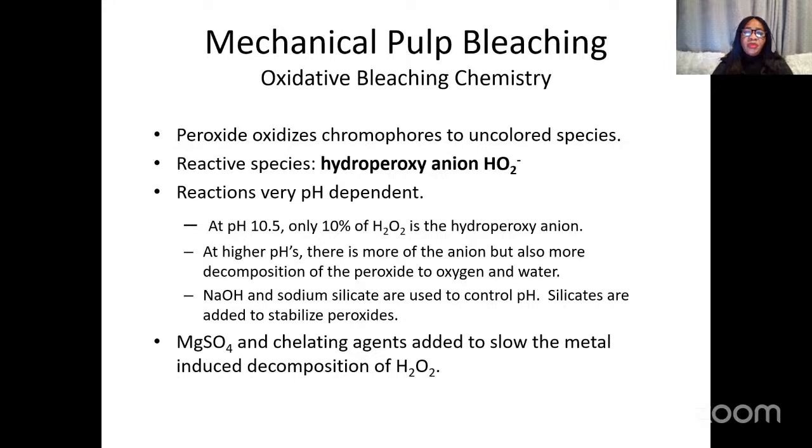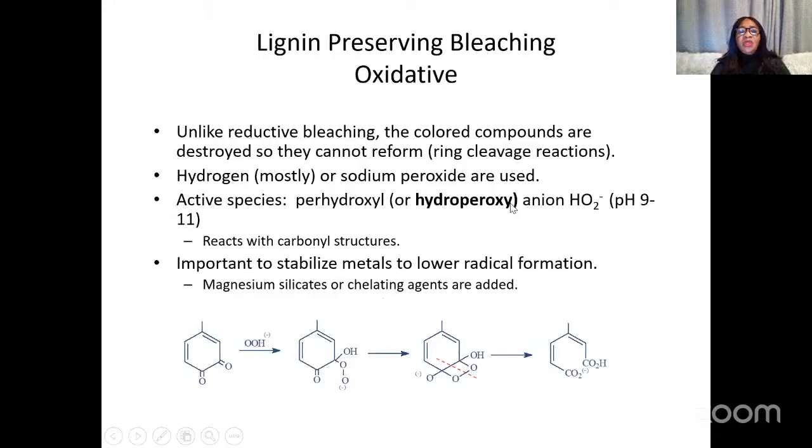Magnesium sulfate and chelating agents are added to slow the metal-induced decomposition of hydrogen peroxide, because the metal in the pulp can induce decomposition of the hydrogen peroxide, making it not function as effectively as it should.